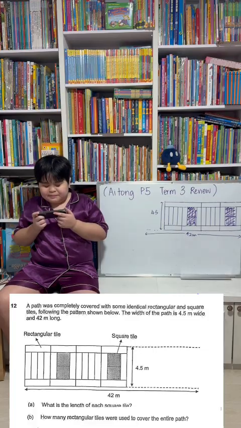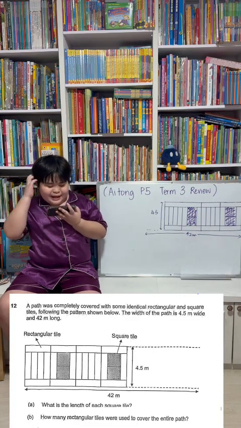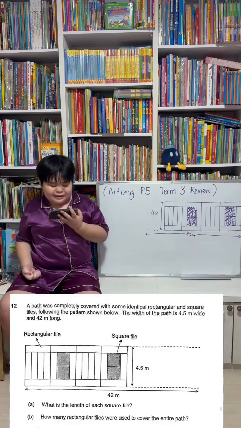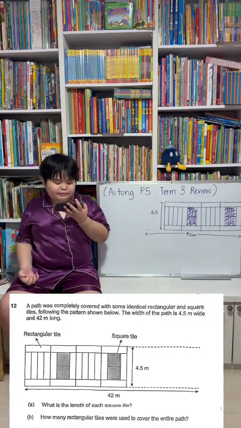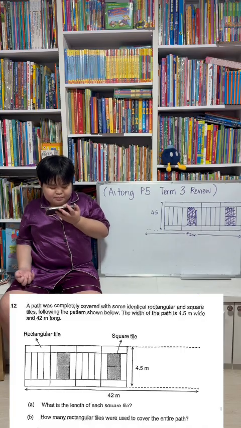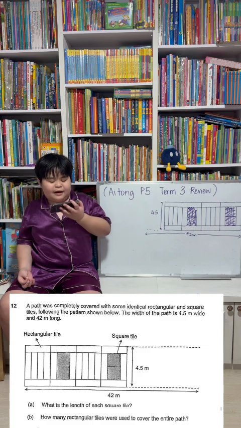A path was completely covered with some identical rectangular and square tiles following the pattern shown below. The width of the path is 4.5 meters wide and 42 meters long. A. What is the length of each square tile? B. How many rectangular tiles were used to cover the entire path?